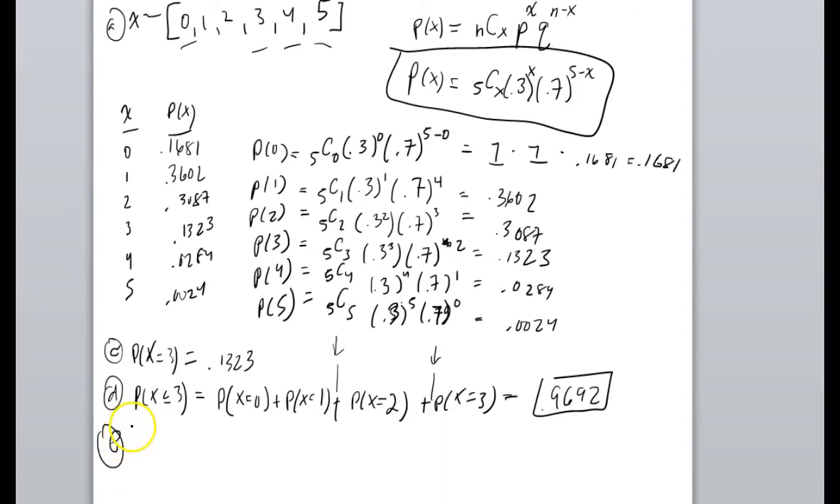Then E asks us the probability of x less than 3, not less than or equal to 3. So this would just be the probability of x equals 0 plus the probability of x equal 1 plus the probability of x equal 2, not including x equal 3. And then we just add those up, and those are going to add to 0.8369. Then F is going to ask us what is the probability of x greater than or equal to 4.